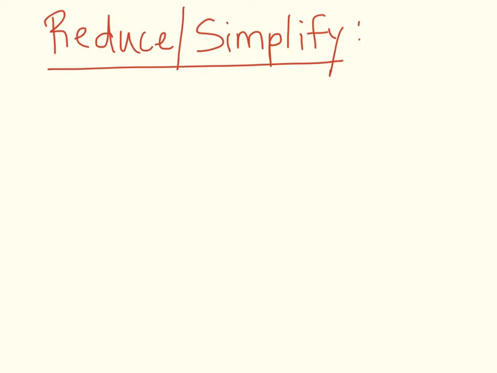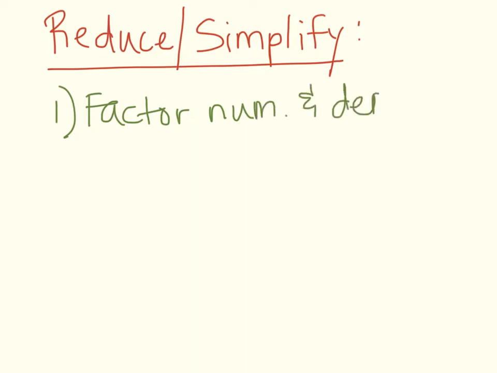For this next part, we're going to look at simplifying rational expressions. Anytime something is written in fraction form, it can be reduced or simplified, including these polynomial expressions or rational expressions. And the way that you do it is you factor. You factor the numerator and you factor the denominator. And then you cancel any common factors.